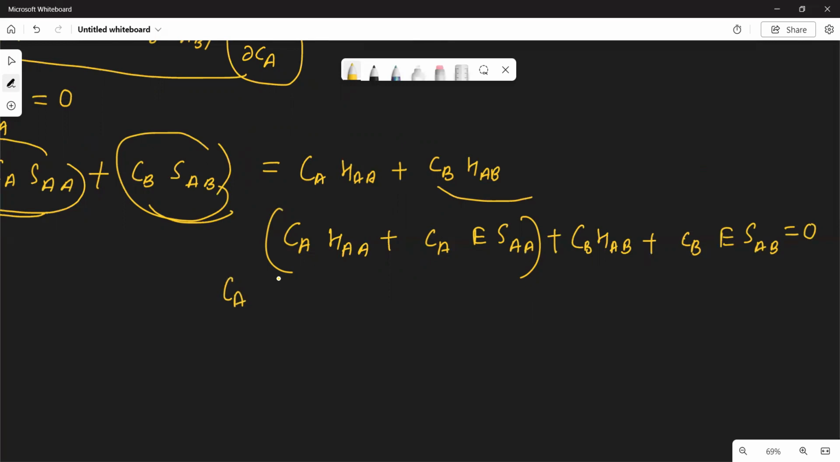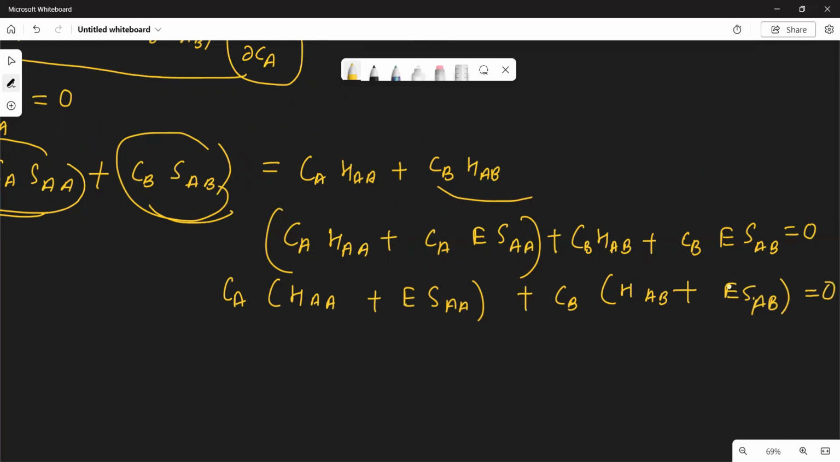Now I will take out CA because CA is common. I'll take it out from the bracket and inside we will be left with HAA plus ESAA. Plus CB is also common, so here I'll write HAB plus ESAB equals 0. So now students, we have got one equation. This is the one equation that we have derived. You can mark this as the first equation.